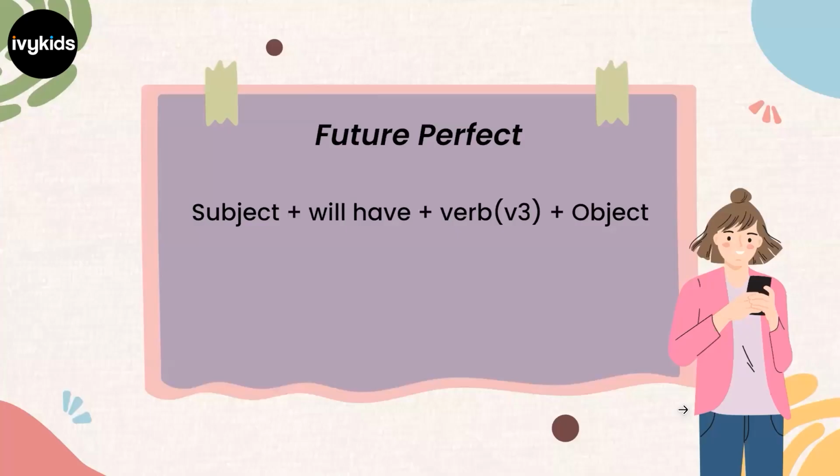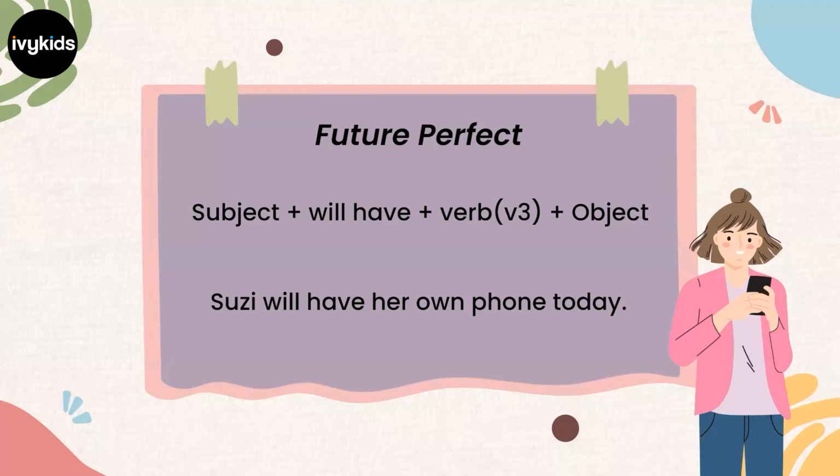Right? Moving on to the next one, that is future perfect. Subject plus will have plus verb's third form and object. Susie will have her own phone today. Something that is going to happen soon. It indicates an action in the future that will have been completed before another one. So when you try to compare two actions and you say that it will be done, it will have been done before that. Such cases are future perfect case.